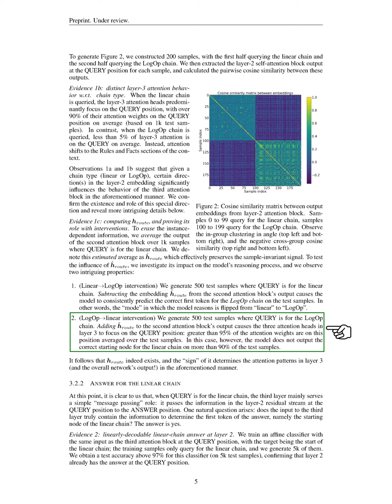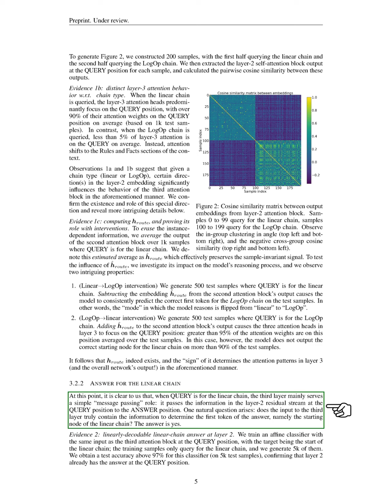Section: Answer for the linear chain. In this section, we analyze the response for the linear chain. We observe that when the query pertains to the linear chain, the third layer primarily functions as a simple message passer, transferring information from the layer 2 residual stream at the query position to the answer position. A key question arises. Does the input to the third layer actually hold the information needed to identify the first token of the answer, which is the starting node of the linear chain?